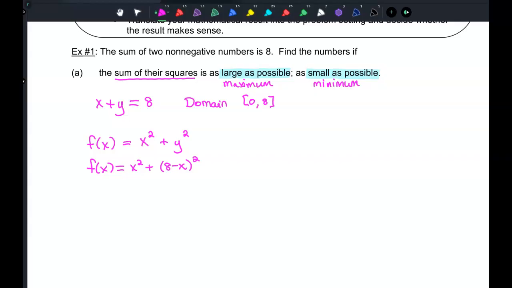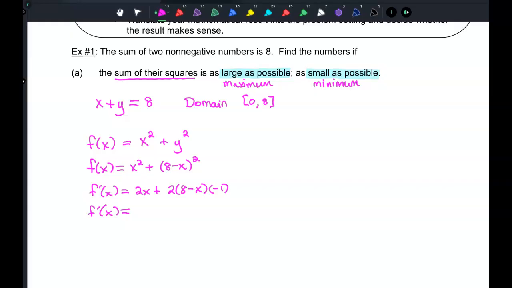That's usually the most difficult part of the problem, okay? Coming up with the domain, coming up with an equation. From here, it's going to be extreme value theorem. Okay, what do we do for extreme value theorem? Where's the derivative? So f prime of x is 2x, 2 times 8 minus x times negative 1. All right, don't forget chain rule. Okay. We forgot the chain rule. You could also multiply this all out and then do the power rule. Then you don't have to worry about chain rule.